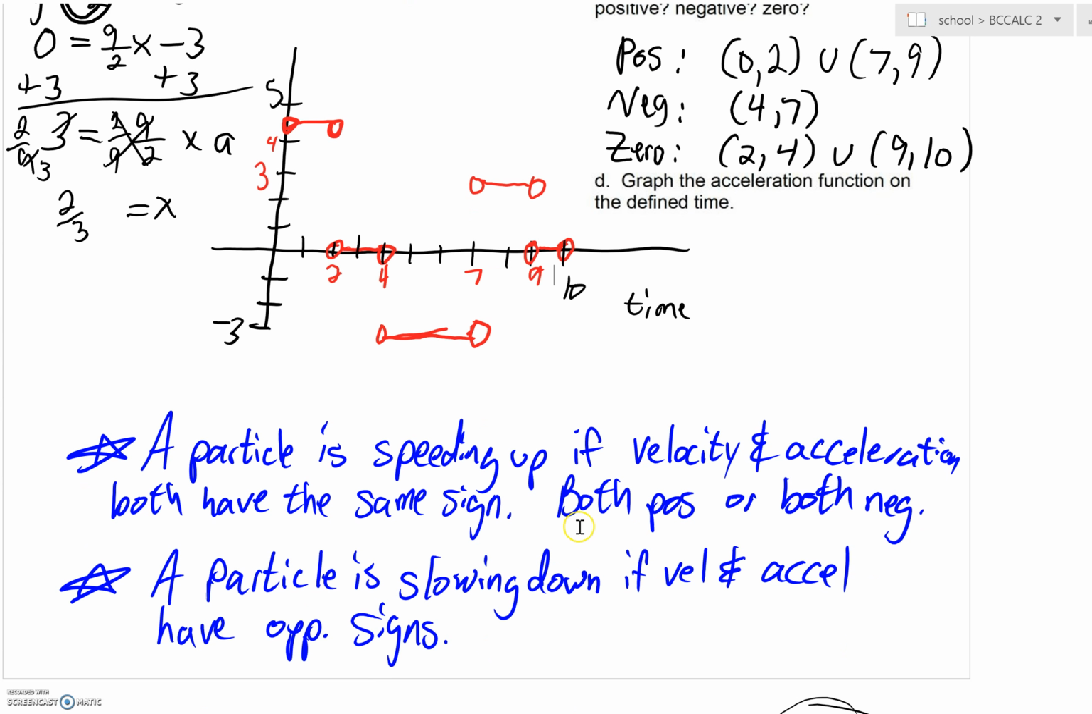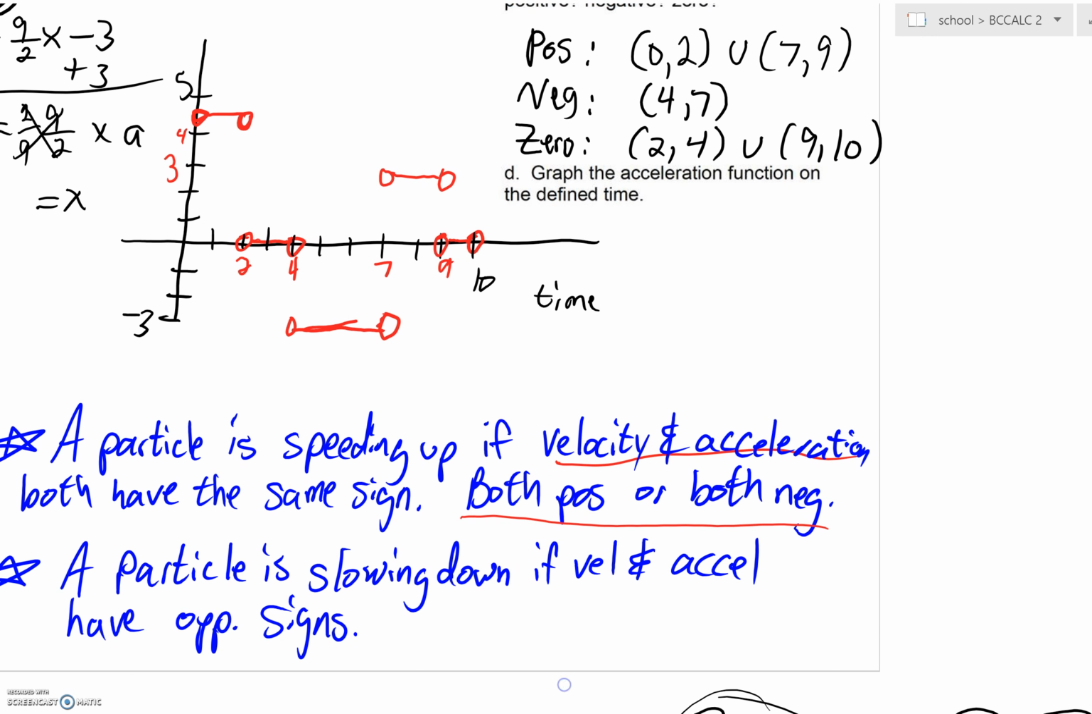Please do take a moment to copy these two very, very important guidelines here. A particle is speeding up if velocity and acceleration both have the same sign. Either both are positive or both are negative. We could also say speed is increasing if both acceleration and velocity are both positive or both negative. By way of comparison, if a particle is slowing down or speed is decreasing, that happens if velocity and acceleration have opposite signs. Here's a little scenario that can be confusing for a student.